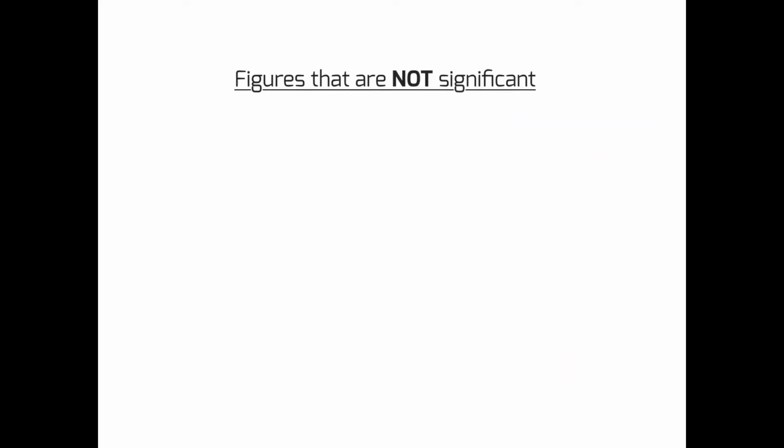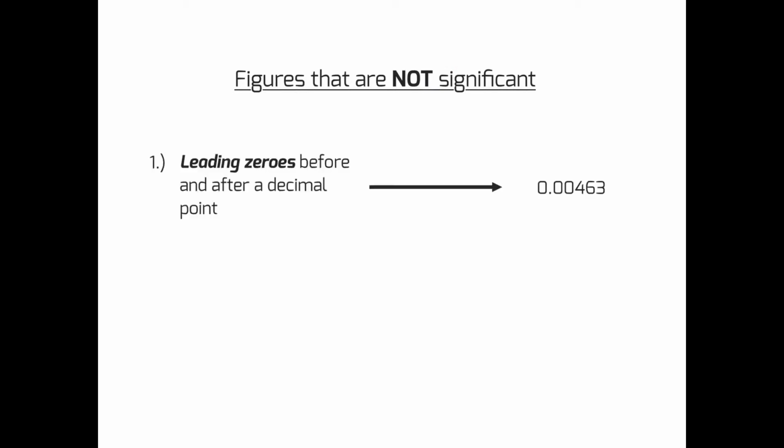Now let's look at some figures that are not significant. Leading zeros that come before and after a decimal point are not significant. So if we look at our sample here, we have a 0 here, here, and here. These are all leading zeros first of all, because leading zeros mean they come at the beginning of the number. We can see that this 0 comes before the decimal point, and these two zeros come after the decimal point. But they're all leading zeros, which means that none of them are significant.